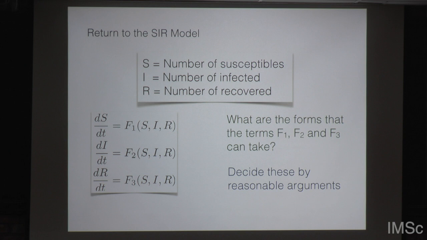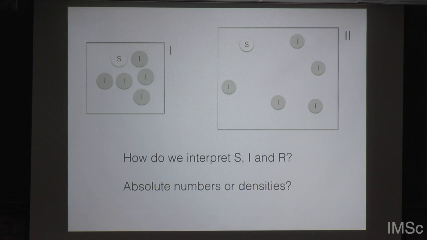So first of all, what are S, I, and R? Are they numbers or are they densities? Are they number of people per unit area, for example? Or are they total number of people in a given area? Either way, I can choose to vary both the area and the number in different ways. But the question is, what is the language that I will use to describe this?